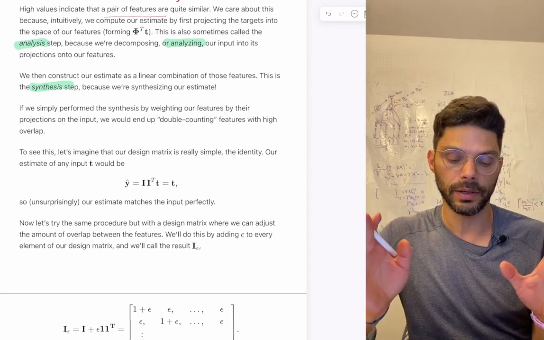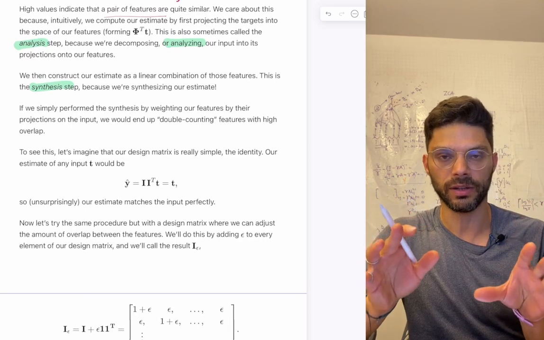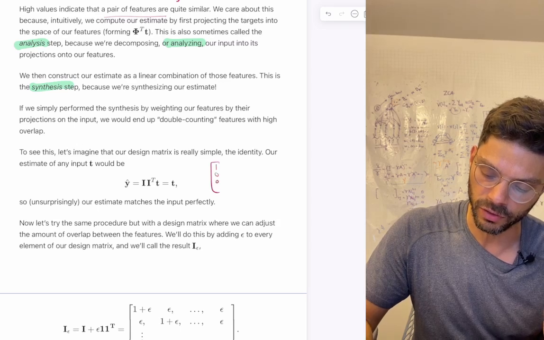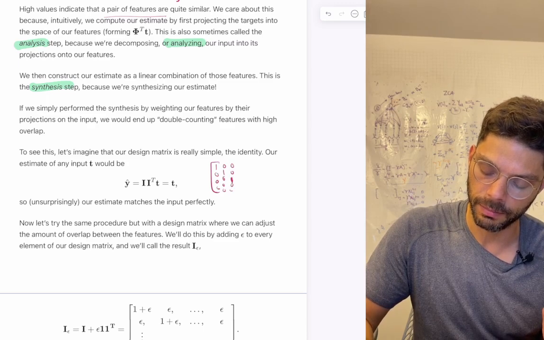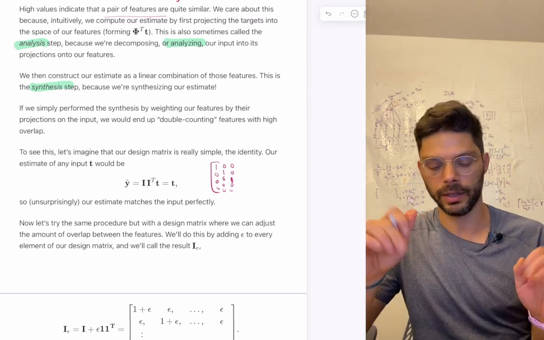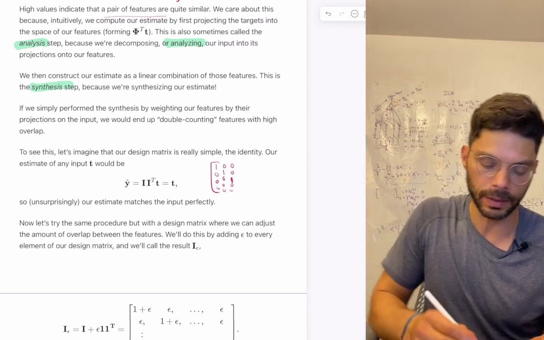Importantly, our features aren't overlapping. In this setting, our features look like this. Remember, these columns are our features, and they don't overlap. They're completely non-overlapping.